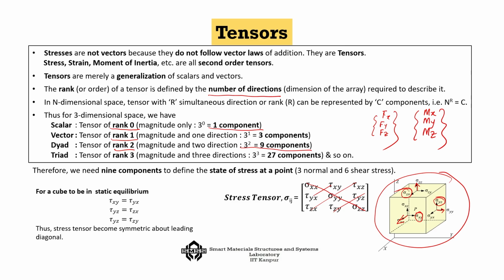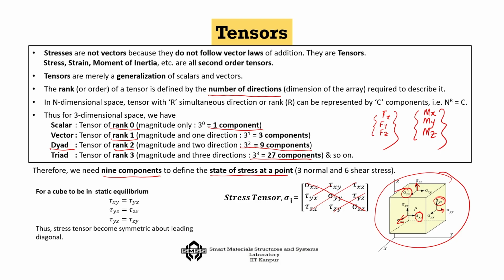So, to define the state of stress at a point, you need 9 components, and that comes under the dyad. So, that is 3 squared, or the 9 component system. Then of course, there can be higher orders in terms of triads and other things, but for most of our applications we will keep ourselves up to the dyad level.